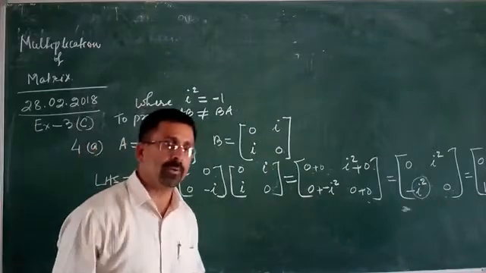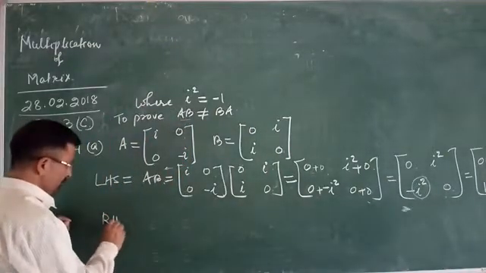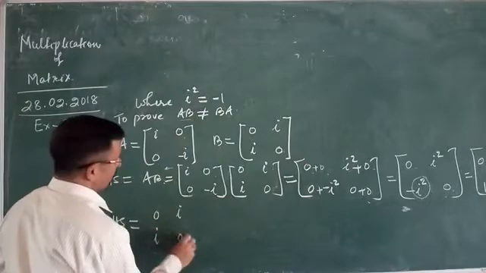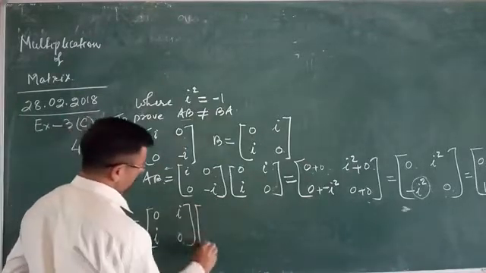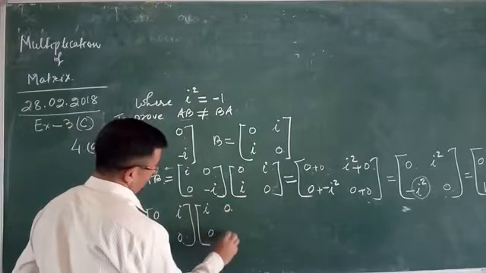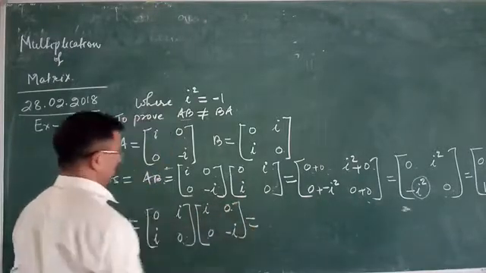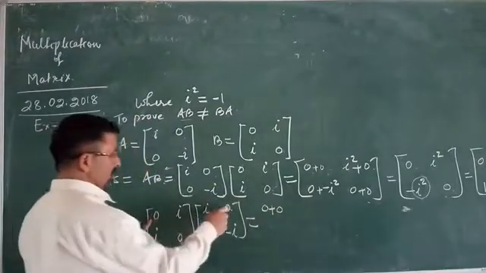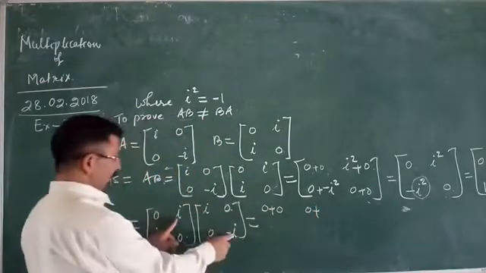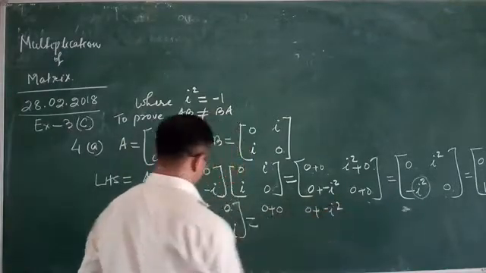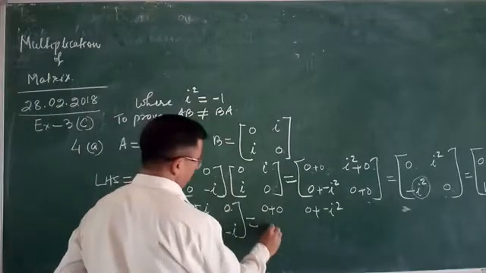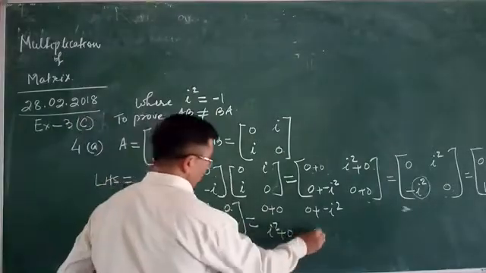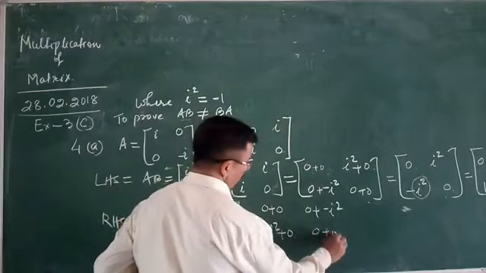Now similarly we'll calculate the value of the right side. So RHS is BA: 0, I, I, 0, into I, 0, 0, negative I. Now we are going to multiply: 0 into I, 0, plus I into 0, 0. Now 0 into 0, 0, plus I into minus I, minus I square. Last one, I into I, I square, and then plus 0. Last one, I into 0, 0, and then 0 into minus I, 0.